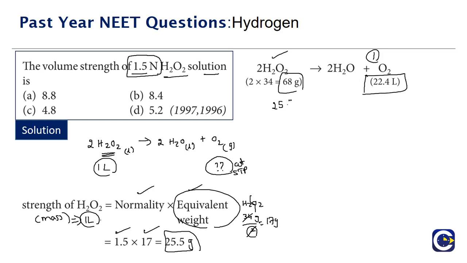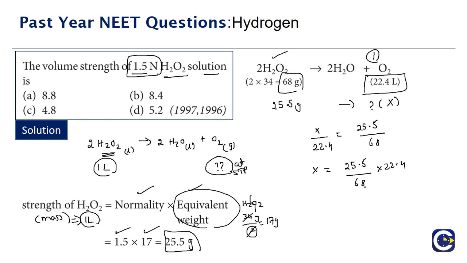So if 68 grams on dissociation gives 22.4 liters, what we have in 1 liter of solution is 25.5 grams. How much would this give? Let us say it is X. In proportion, X by 22.4 will be equal to 25.5 divided by 68. So X will be equal to 25.5 divided by 68 into 22.4. This gives an answer close to 8.4.